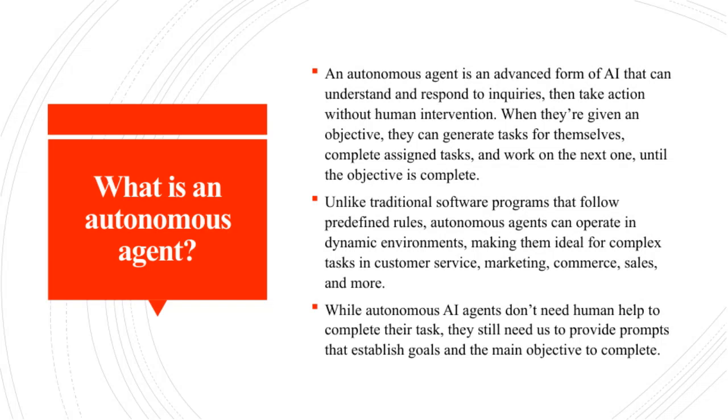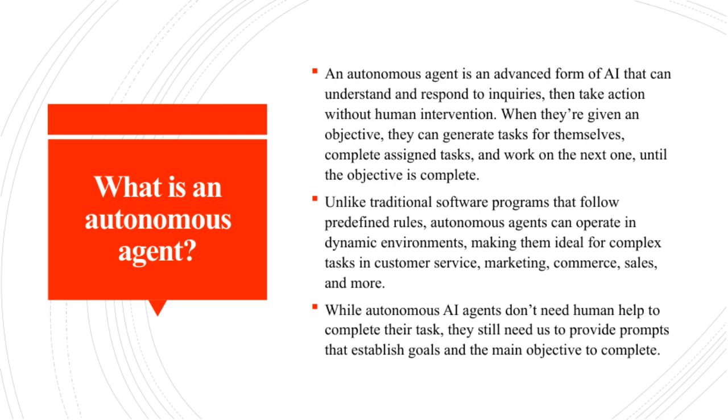An autonomous agent is an advanced type of AI that can understand and respond to inquiries, and then take action without needing human intervention. When given a clear objective, these agents are capable of generating tasks for themselves, completing those tasks, and then moving on to the next one until the overall goal is achieved. Unlike traditional software, which strictly follows predefined rules, autonomous agents can operate in dynamic, changing environments. This makes them particularly useful for complex tasks across areas like customer service, marketing, commerce, and sales.